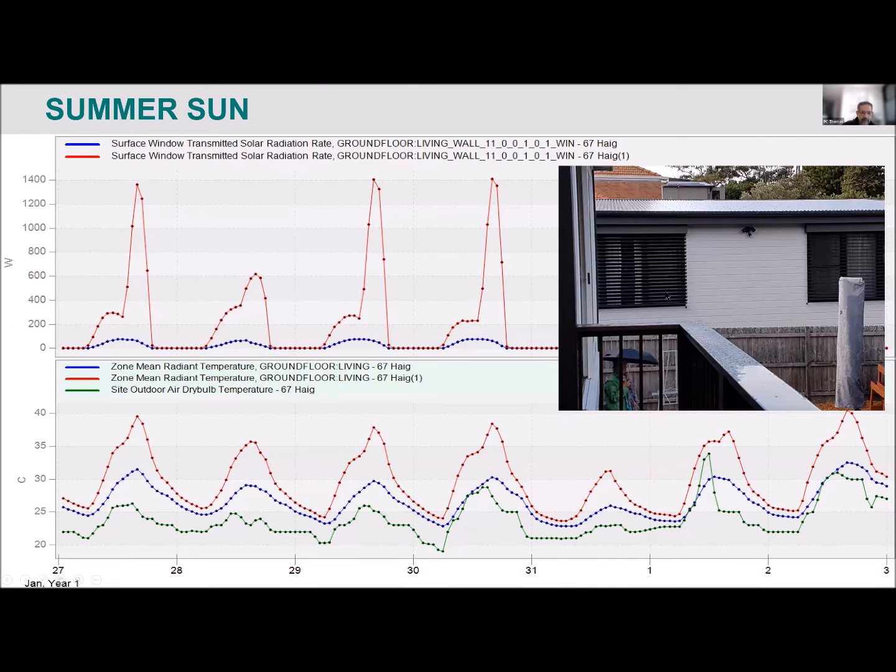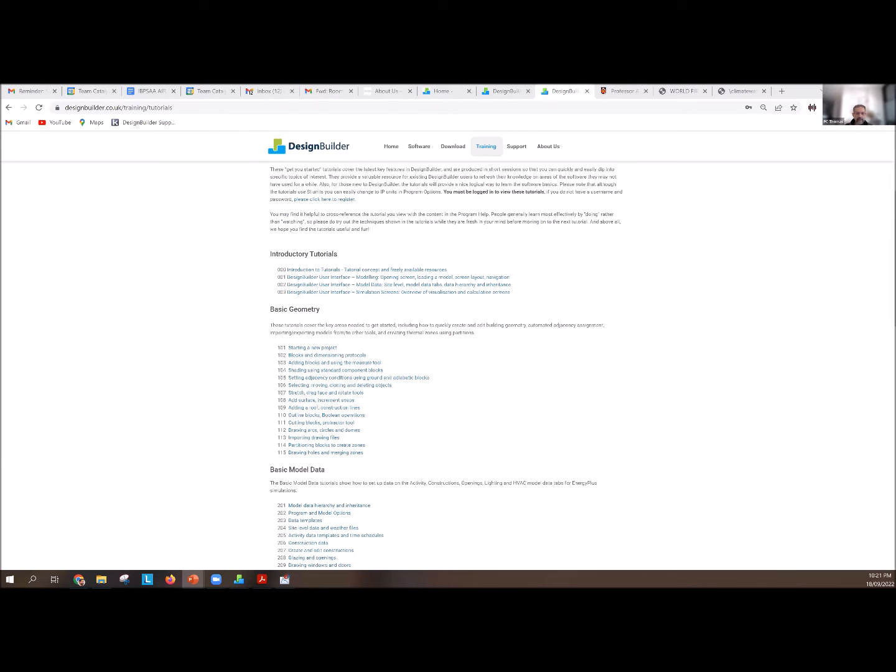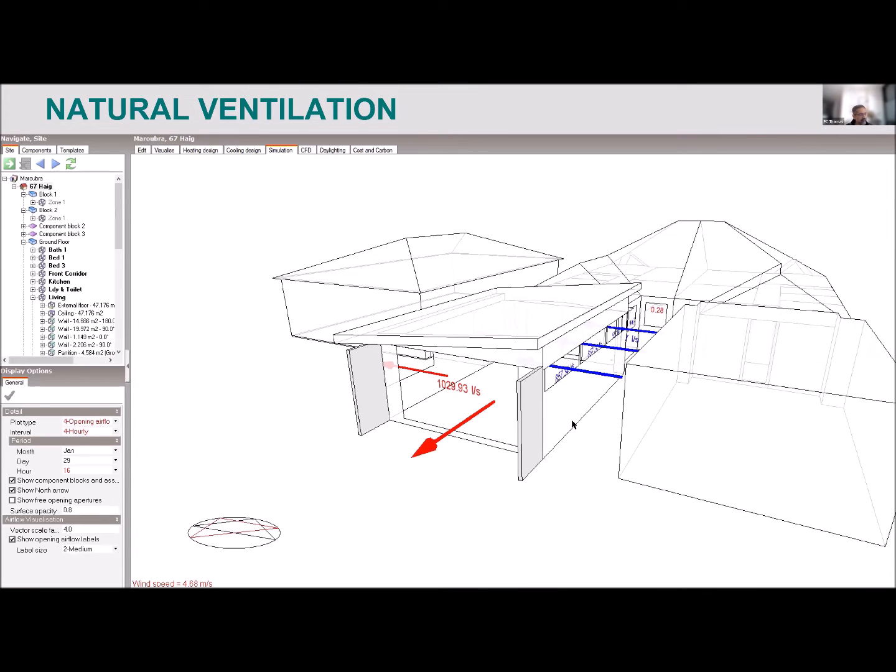Now, another couple of things you can do with DesignBuilder is look at natural ventilation, because it's got what's called a bulk flow network analyzer. So if you look at this one hour, January 29th, 4 o'clock in the evening, there are two arrowheads. The black arrowhead shows you which direction north is, and for that hour, the red arrow shows you where the wind is coming from, okay?